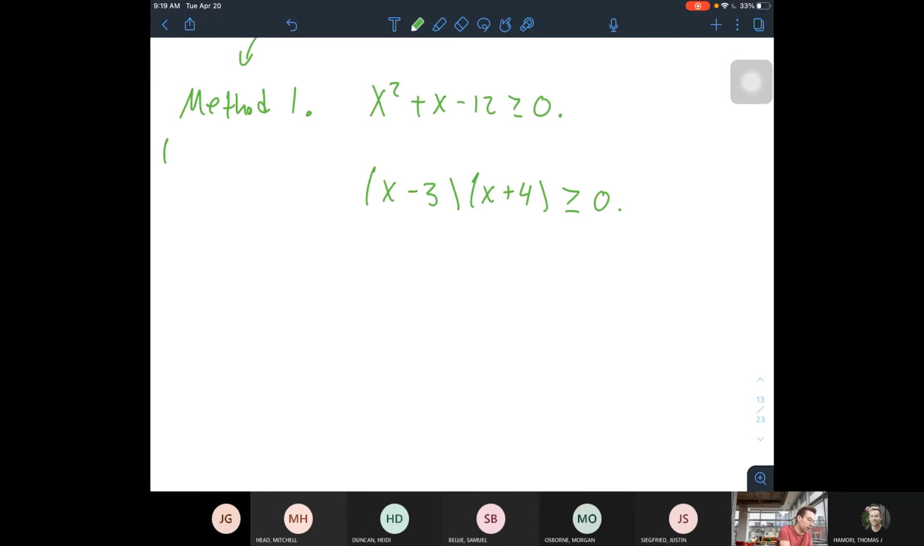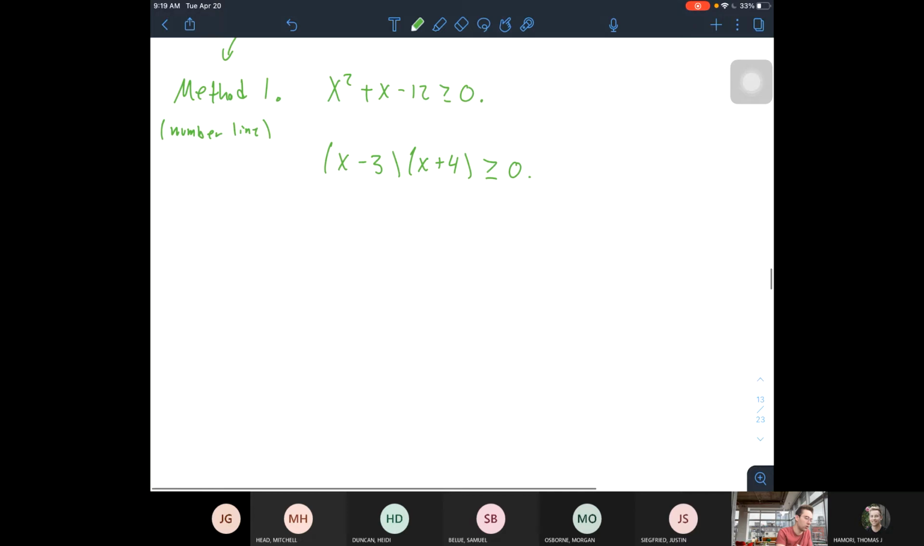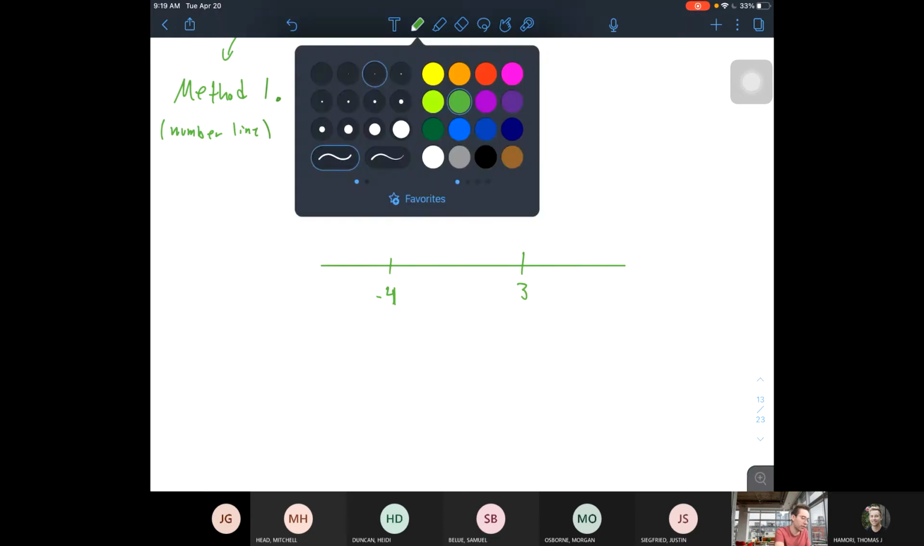Method one is to use a number line. Hopefully that jogs your memory. Well, if we have a number line, what do we put on the number line? The zeros of our function. So like Heidi was saying, the zeros of this function happen at 3 and at negative 4, sorry. And what we're going to do now is pick a test point from each interval.